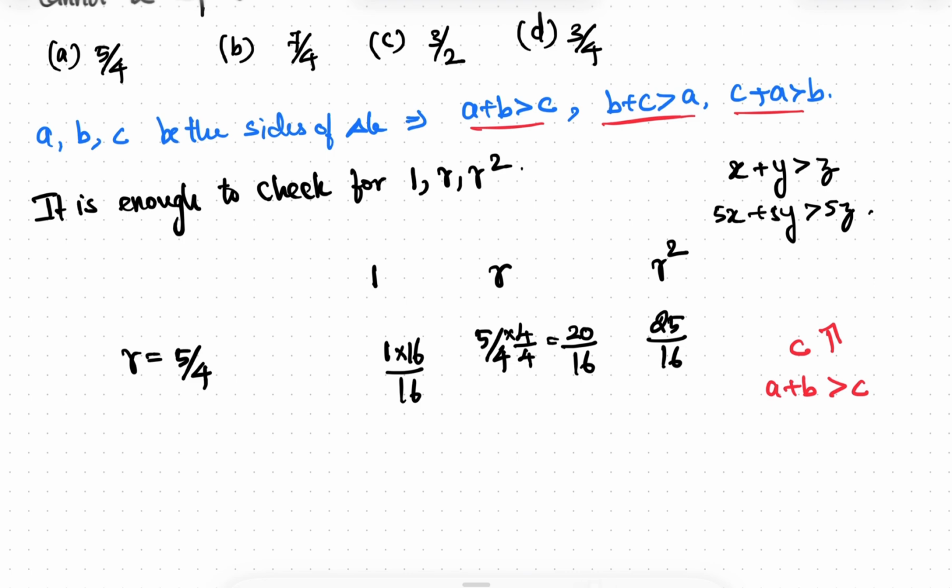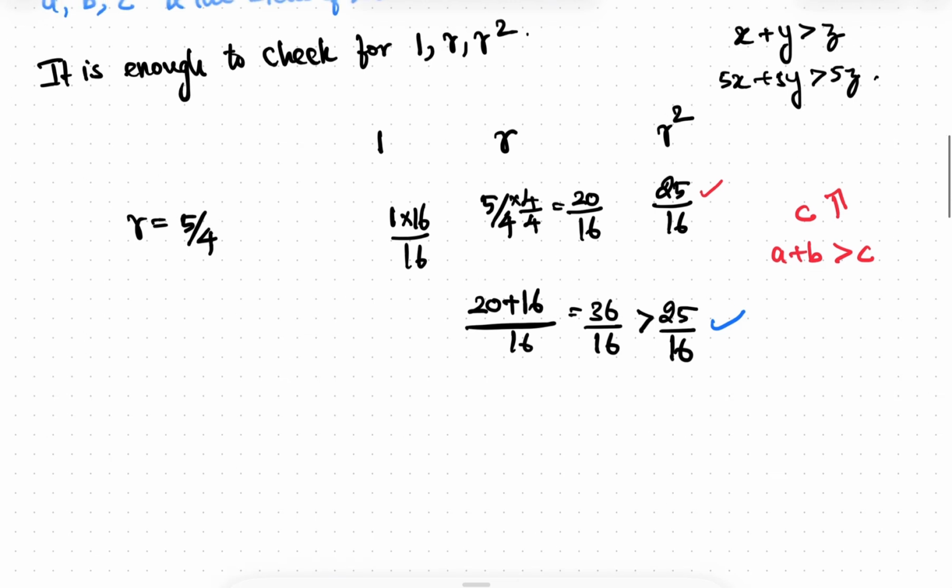I'm going to pick the largest one. Here the largest one is 25 by 16, and I'm going to add the two smaller sides, which is 20 plus 16 upon 16, which is 36 by 16, and it is greater than 25 by 16. So your triangle inequality is satisfied, right? It is enough to simply check if the sum of the two smaller sides is greater than the larger side. Now let me also check it for r equals 7 by 4.